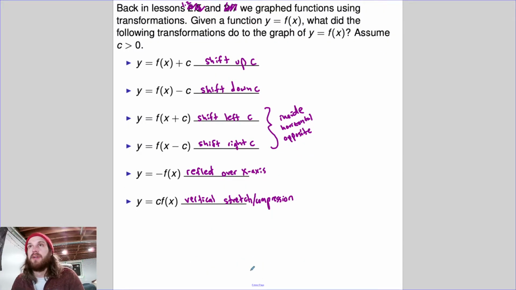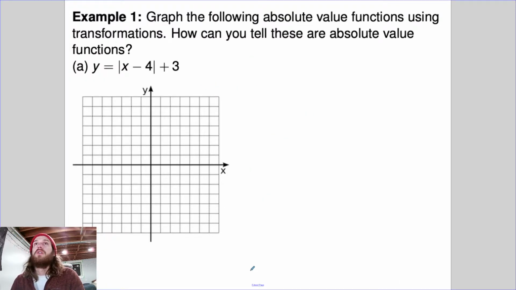Okay, fantastic. And we're going to go over all those. First, let's get warmed up with what we did with the absolute value bars. Remember our parent function. It's real easy to do. The parent function for the absolute value function looks like this.